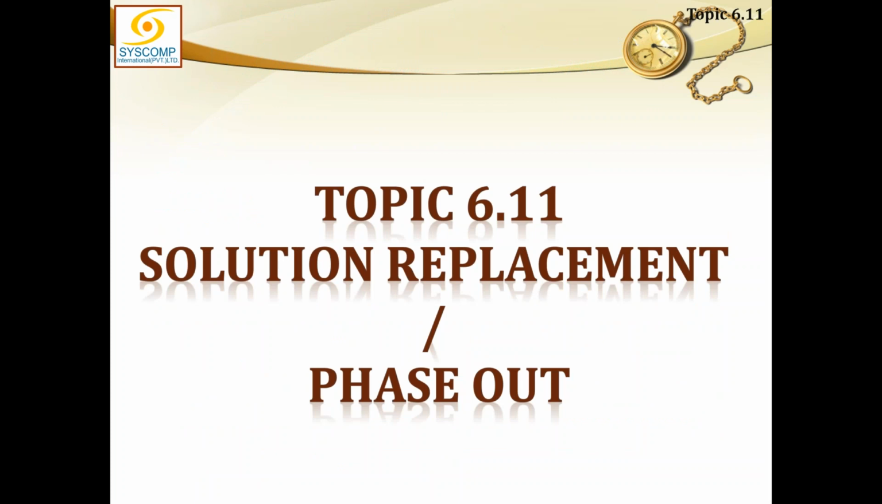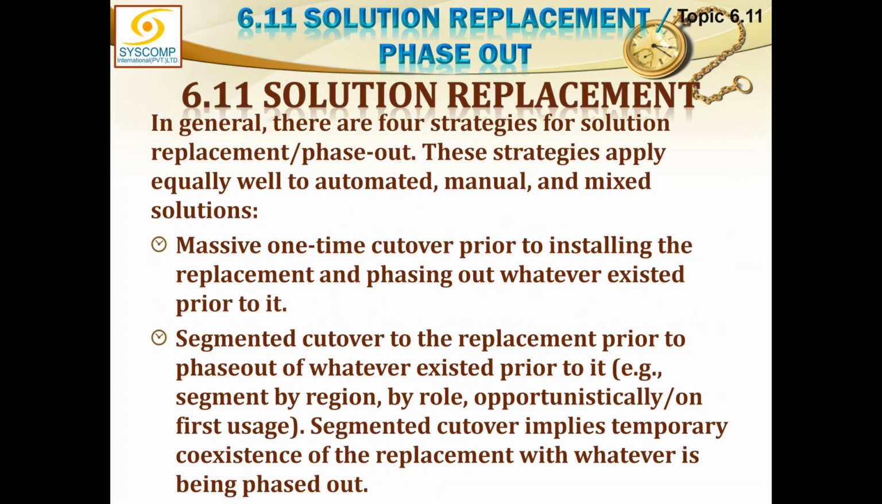Last topic is solution replacement or phase out. In general, there are 4 strategies for solution replacement phase out. These strategies apply equally well to automated, manual, or mixed solutions. First, a massive one-time cutover prior to installing the replacement and phasing out whatever existed prior to it. Second, segmented cutover to the replacement prior to phase out of whatever existed prior to it, segmented by region, by role, or opportunistically on first usage. Segmented cutovers imply temporary coexistence of the replacement with whatever is being phased out.